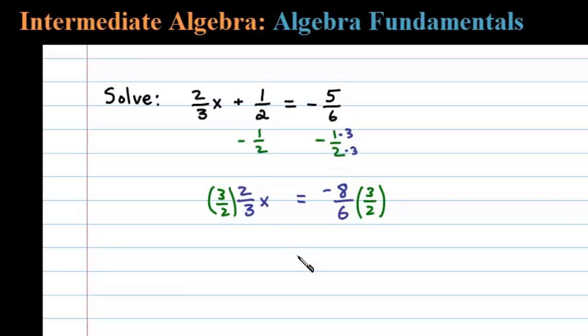That'll leave us with 1x equals, in this case, negative 24/12. Reducing, we have our solution, x equals negative 2.